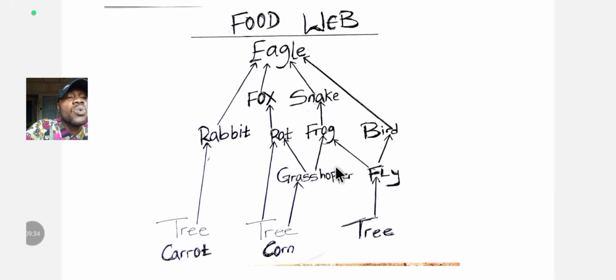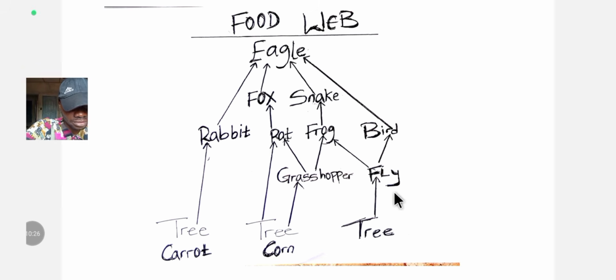For this food chain, we have more than one option for the plant, which is corn. Here the grasshopper can feed from the corn, and here again the rabbit can still feed from the corn. If you look at this place here, the grasshopper, this frog can feed from the grasshopper, and this rat can also feed from the grasshopper. You can see different options available. Snake eats frog, fox eats rat. And the eagle can feed on all of them. The eagle can eat rabbit, fox, snake, and bird.